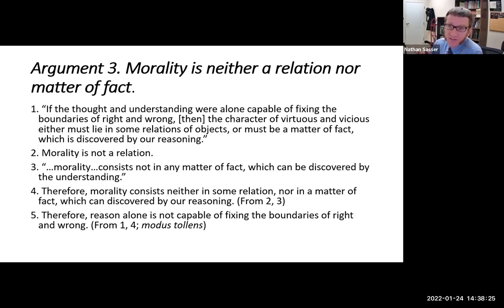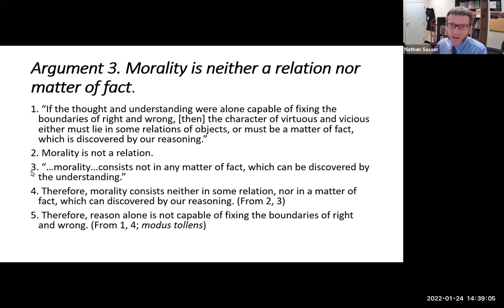First of all, he says in premise 2, morality is not a relation. And second, morality doesn't consist in any matter of fact, which can be discovered by the understanding. It's not either one of those things, he says in premise 4, and therefore, reason alone is not capable of fixing the boundaries of right and wrong. Now, all the action is whether he can defend premise 2, morality is not any relation between two things, and premise 3, morality is not any particular one matter of fact by itself. So let's look at his sub-arguments for each of those two premises. We'll start with premise 2.